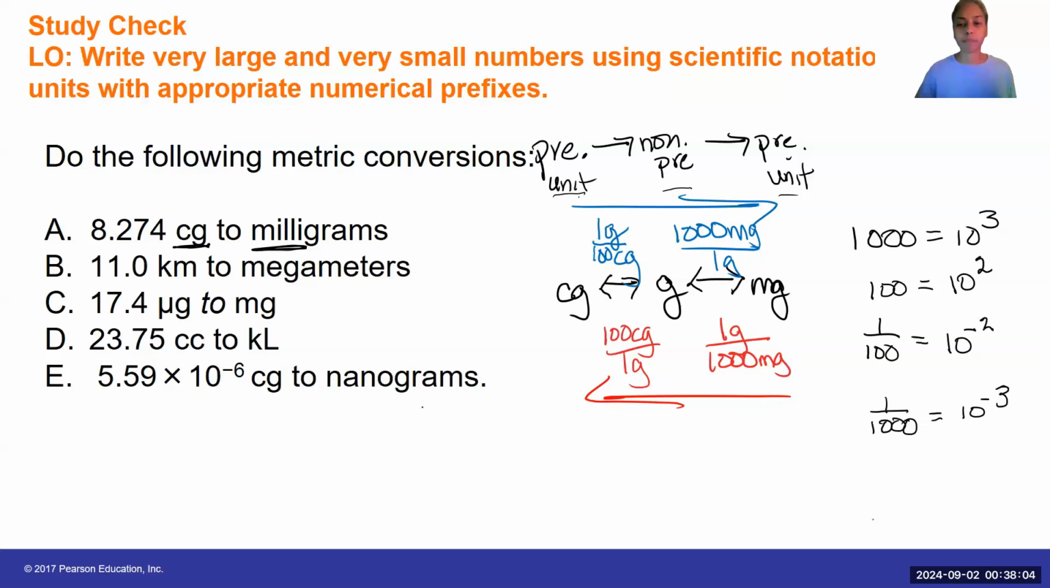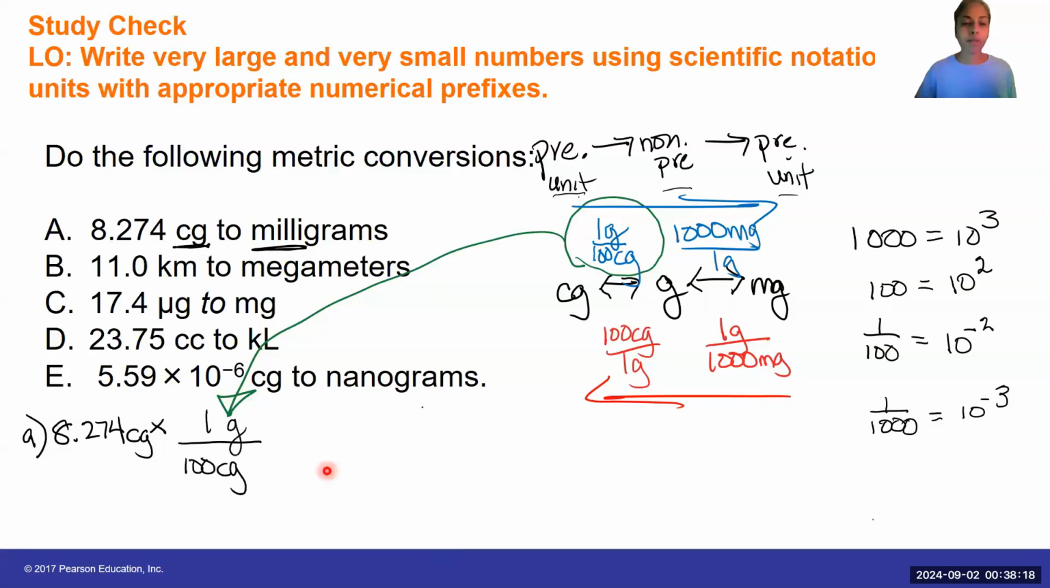So you always are going to start with what you're given. If I start with 8.274 centigrams, and I use this unit that is going from centigrams to grams, I'm going to write it with 1 gram on top, 100 centigrams on the bottom. When I do that calculation, the centigrams will cancel, and it gives me 1 gram. The next step would be to add the next conversion, which is 1,000 milligrams over 1 gram, and we pull that from here. The reason why I wrote it in this way is because the grams will cancel out, leaving us with milligrams.